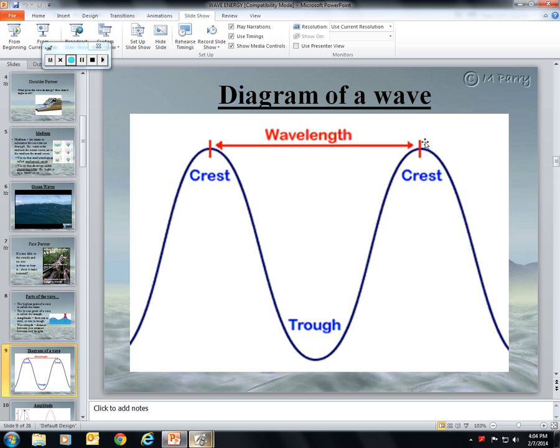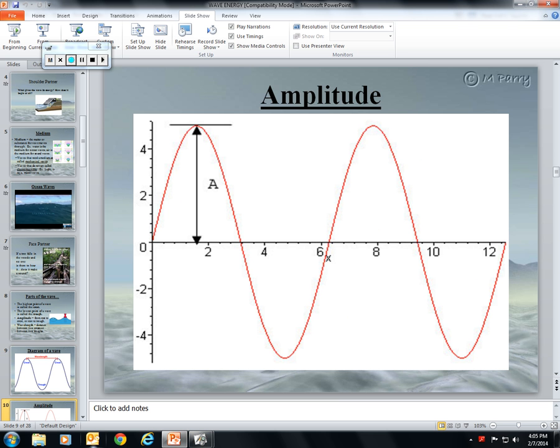Alright, so in this picture in the red, you can see the wavelength is from crest to crest. I could also draw one from trough all the way over to this trough if I wanted to. Amplitude, you can see, it's from the resting point. If the water were to stop moving, it would be in the middle here. So from the resting point up to the crest, or from the resting point down to the trough, those would be amplitude.